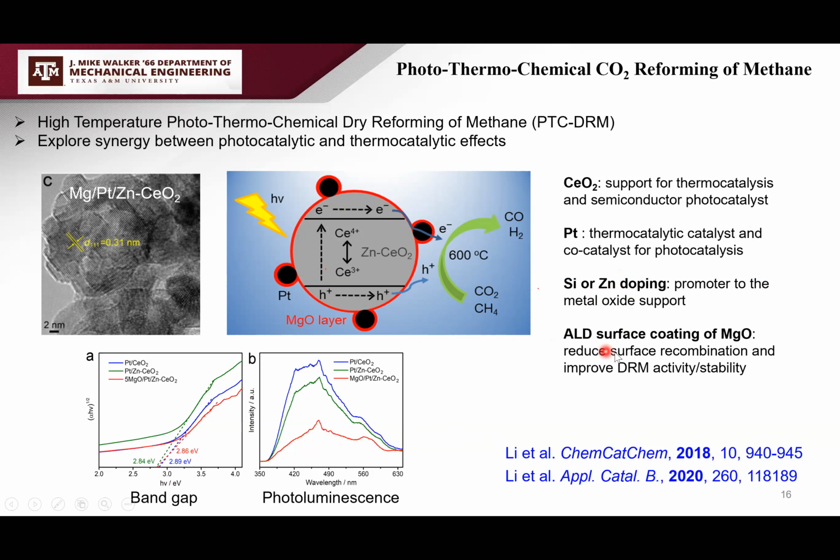And this one is also interesting, the ALD, atomic layer deposition of a surface coating of magnesium oxide. You can see after coating a very thin layer of magnesium oxide, the photoluminescence spectrum is dramatically decreased, which means it can reduce the surface recombination.